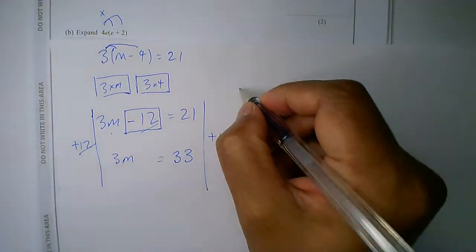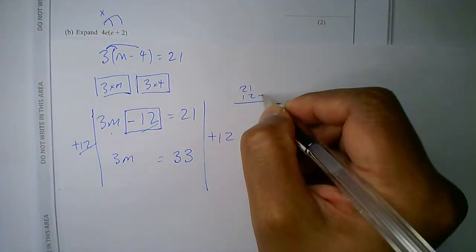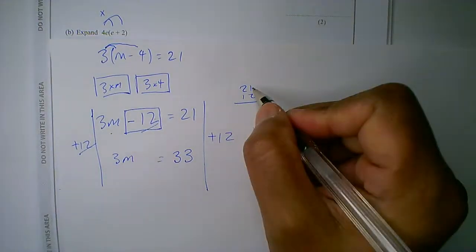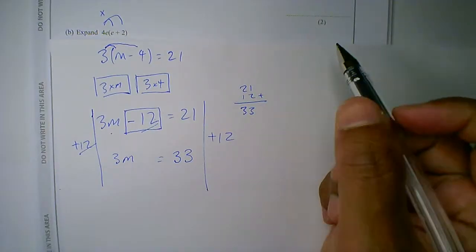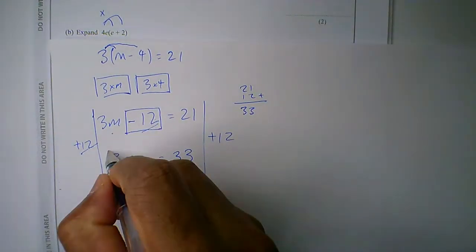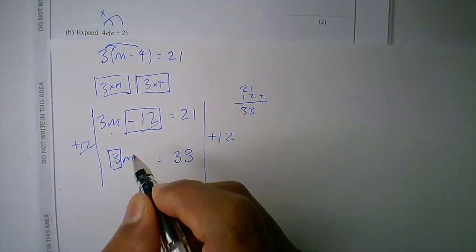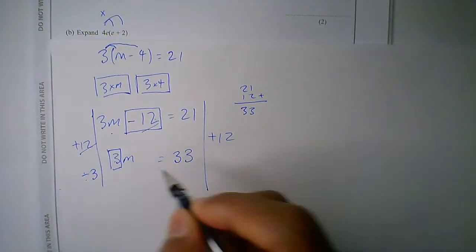Okay, you can also just do column addition. 1 plus 2 is 3, 2 plus 1 is 3. Remember, this is paper 1. And now, how do I remove the 3? This is saying 3 times m, so opposite of times is divide.